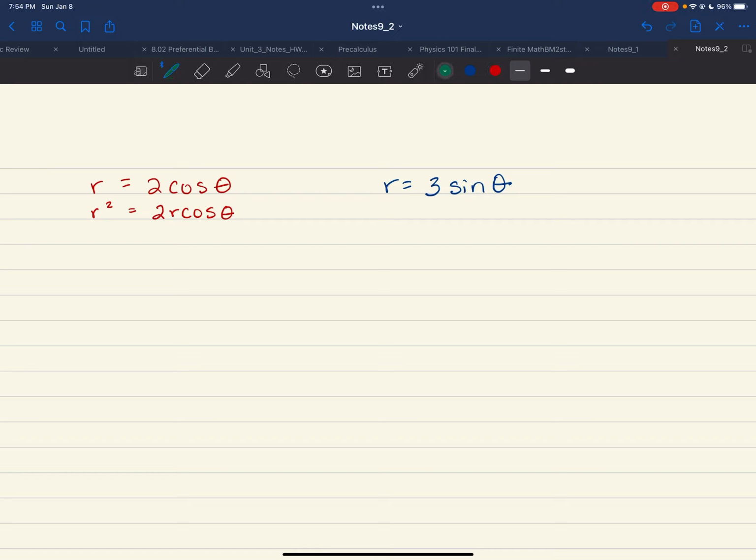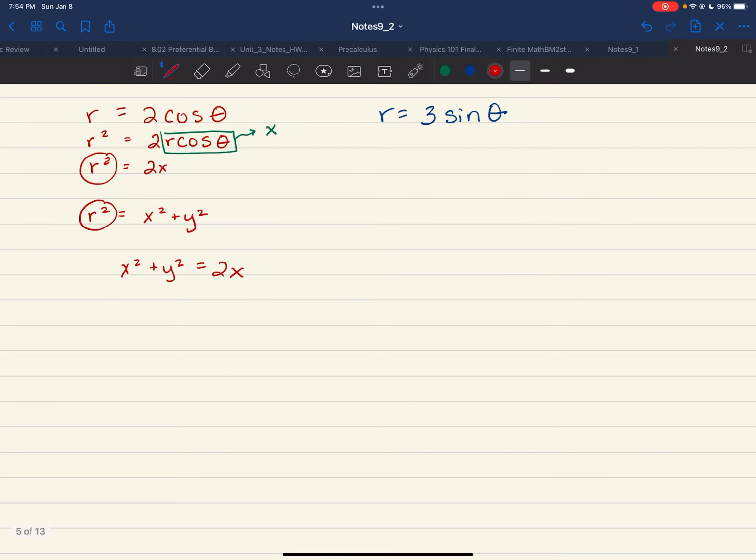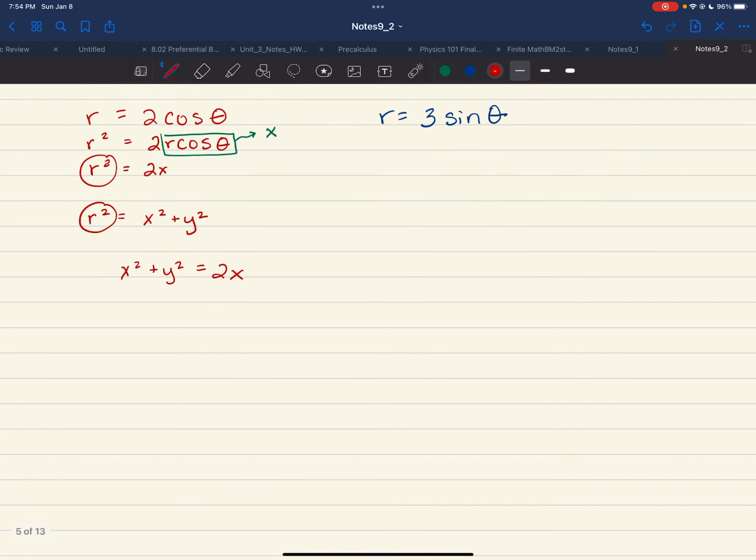And when I have this, I see this r cosine theta substitutes for the variable x. So I'm going to rewrite this as r squared equals 2x. Well, I also know that r squared is equal to x squared plus y squared. So since this is equal to 2x and this is equal to x squared plus y squared, then x squared plus y squared is equal to 2x.